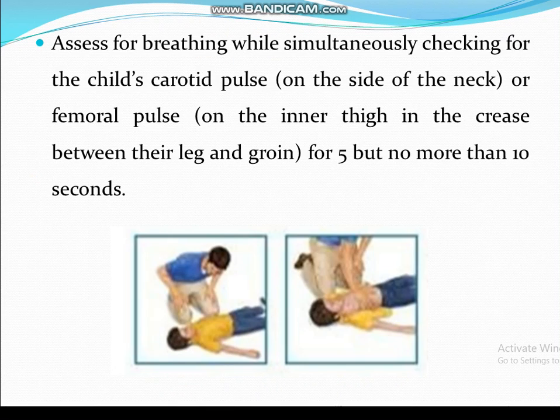Next, we have to check for breathing. While checking the breathing, along with that, we have to check the child's pulse also. In adults also, we do the same thing. For children, we can check the pulse either in the carotid region, that is on the side of the neck, or else the femoral pulse. The femoral pulse can be palpated in the groin, in the fold or crease between the leg and the body.